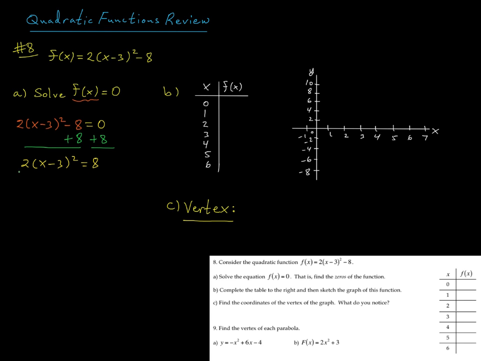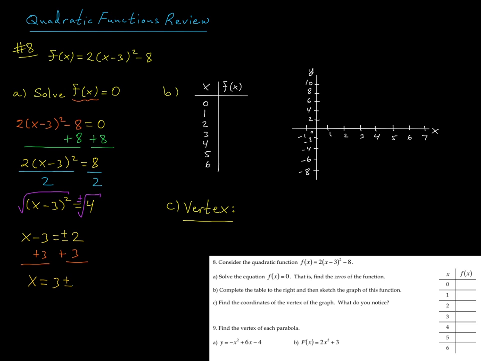Divide both sides by 2, and that gives us x minus 3 quantity squared on the left. 8 divided by 2 is 4 on the right. And then let's take the square root of both sides. I'll put a plus or minus there. This is going to give us that x minus 3 is plus or minus 2. So adding 3 to both sides, we find that x is equal to 3 plus or minus 2.